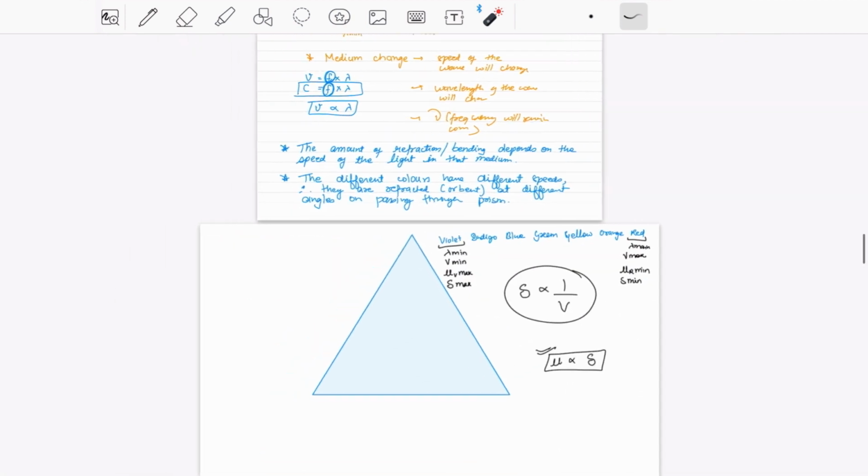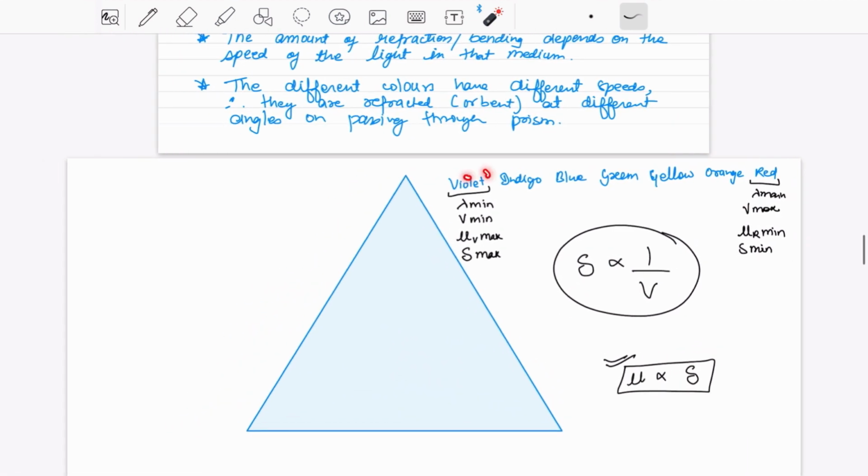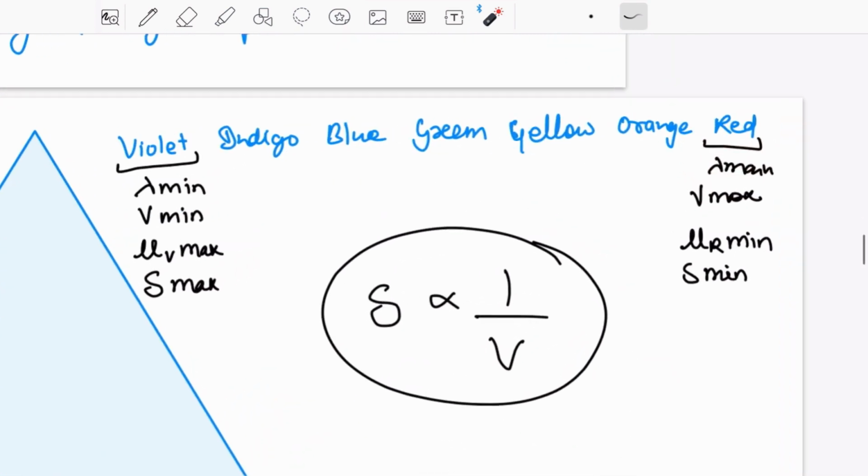prism. Okay, now coming here, if you go from violet towards red, we saw that the wavelength of violet is minimum and the wavelength of red is maximum, right?